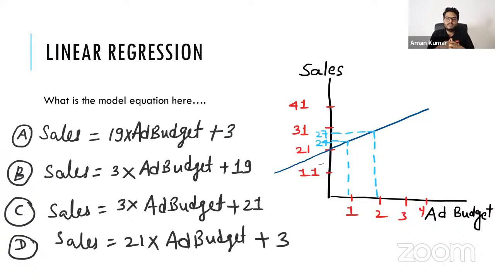This is a linear regression question. On the right hand side, you can see my regression line. This one is my regression line. What you have to tell me is the regression equation here. You have four options on the left hand side, and you have to tell me the right option.